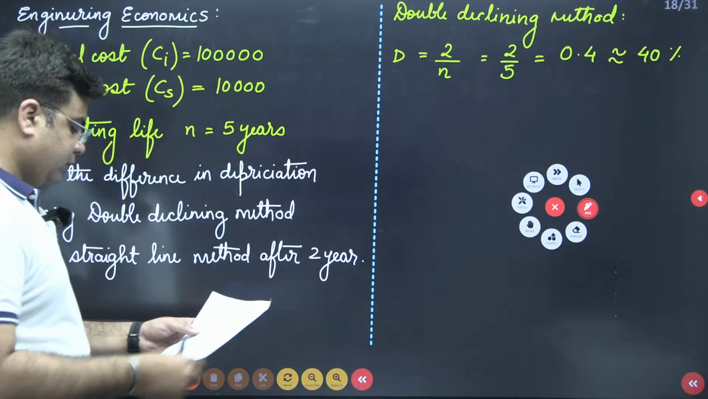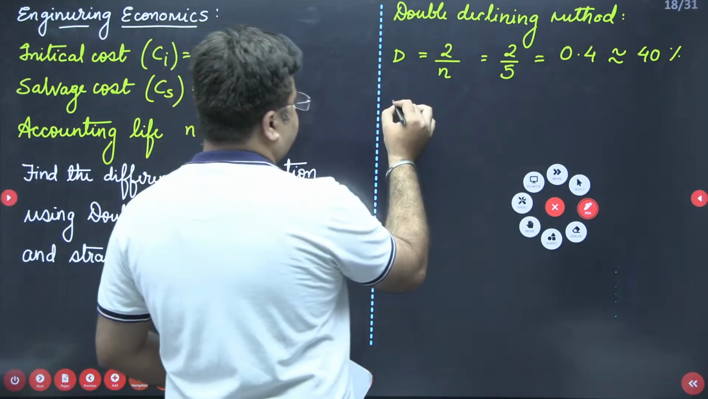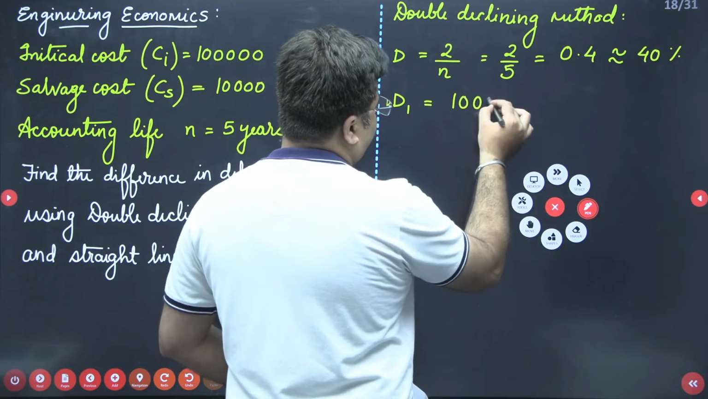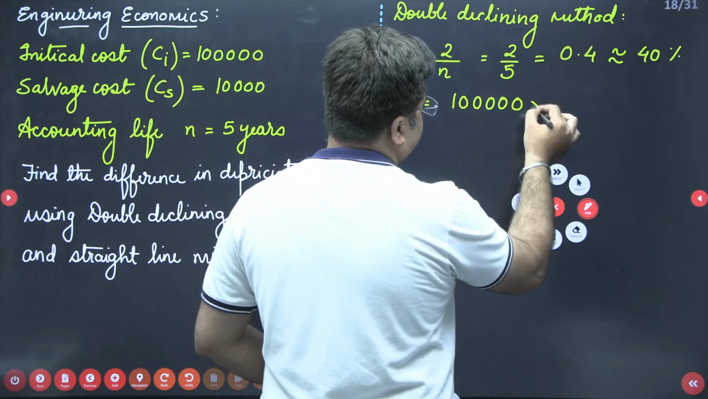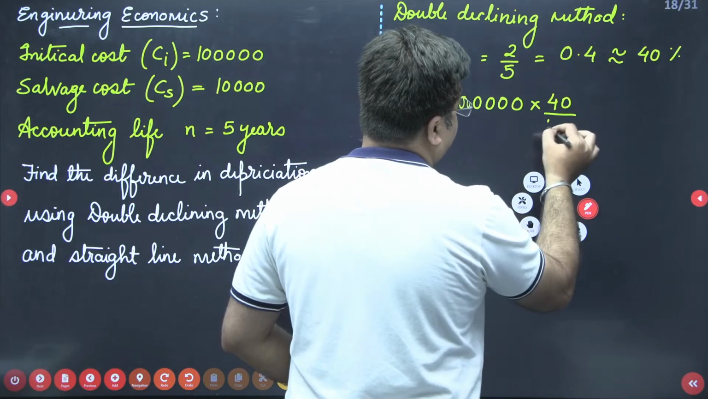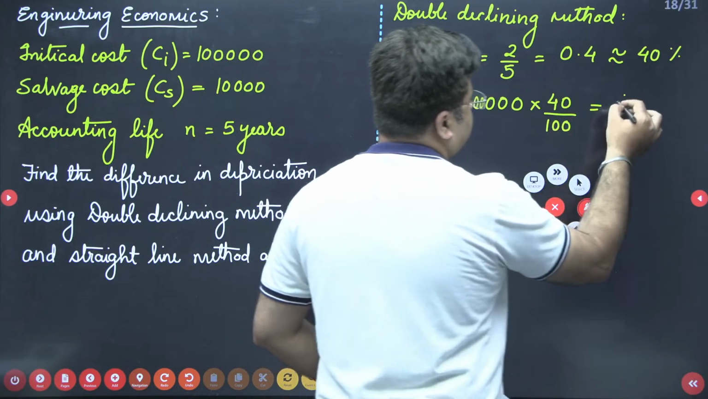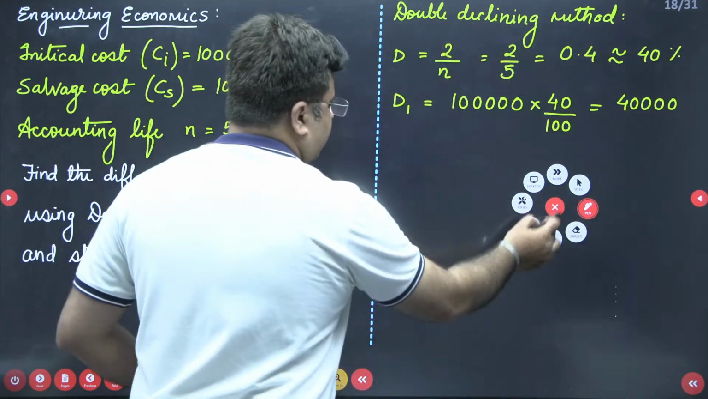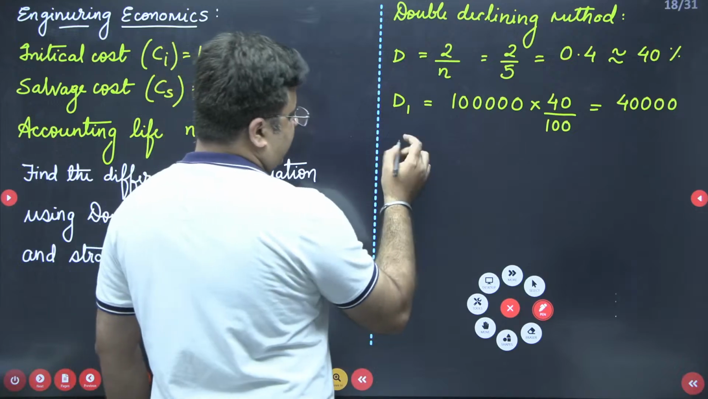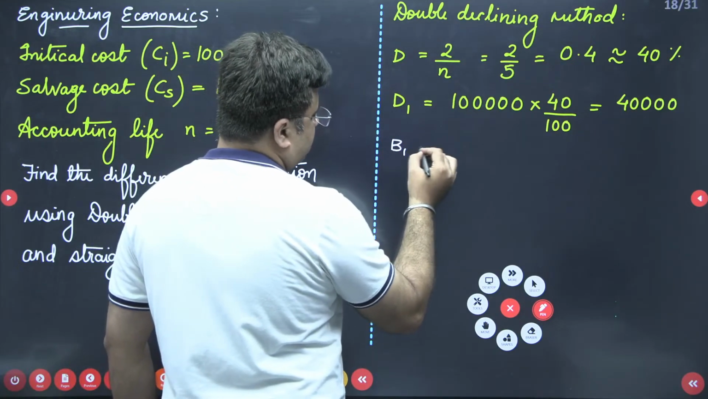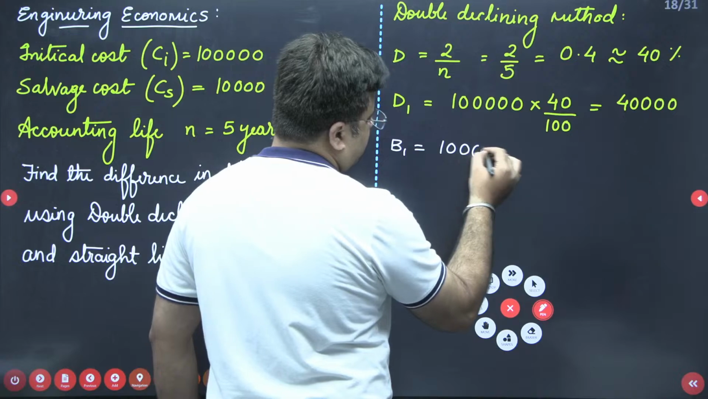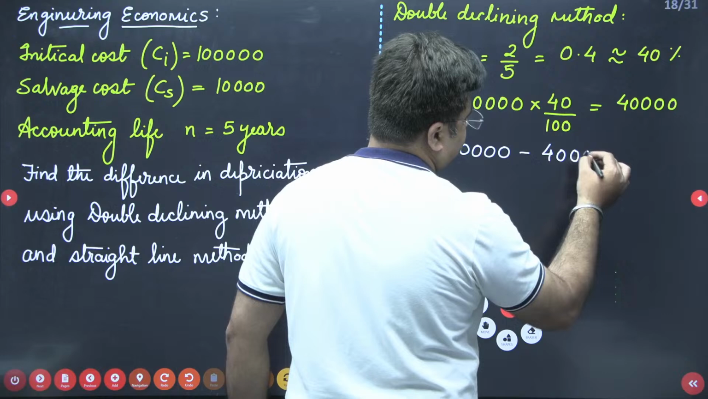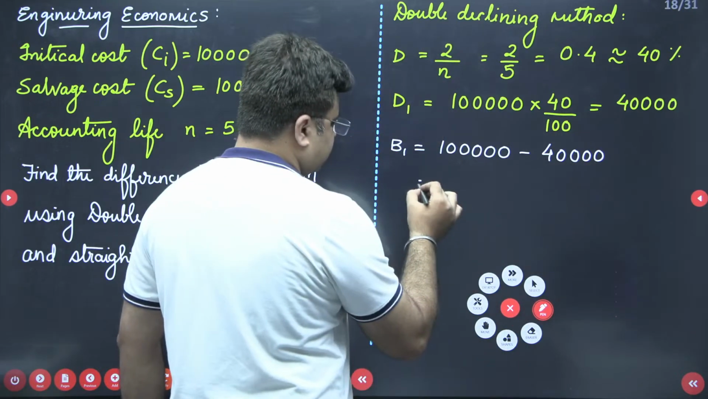Okay. Now next, you need to calculate the first depreciation cost after 1 year. So D1 is equal to 40% of 1 lakh. So 40% of 1 lakh is 40,000. So this is your depreciation that will happen after the first year. Then after first year, you calculate the book value. So book value is equal to 1 lakh minus the depreciation cost, that is 40,000. So this will come out as 60,000.